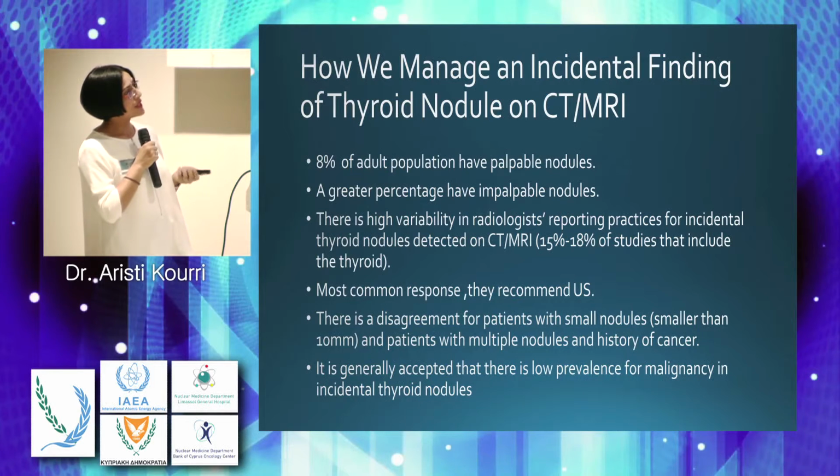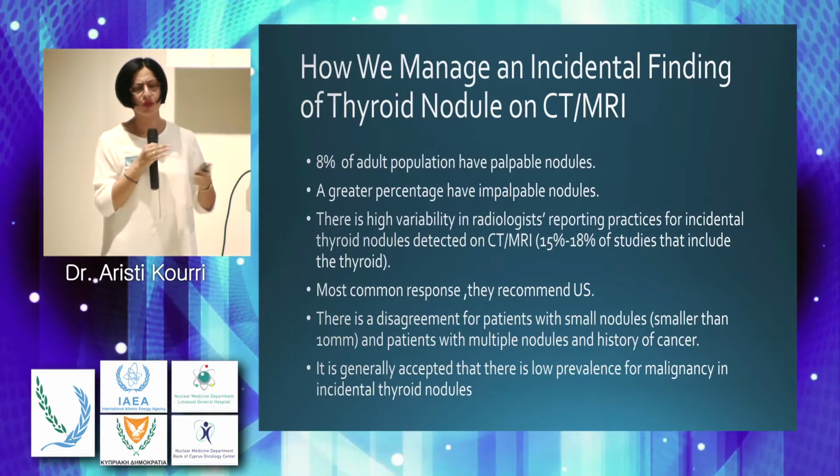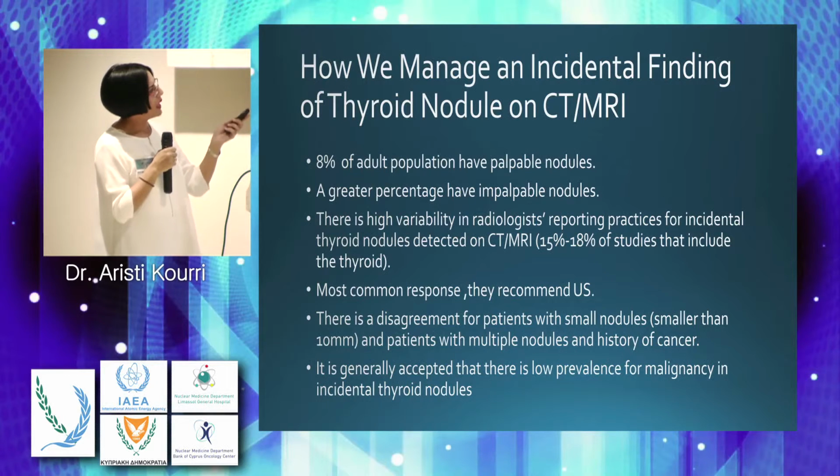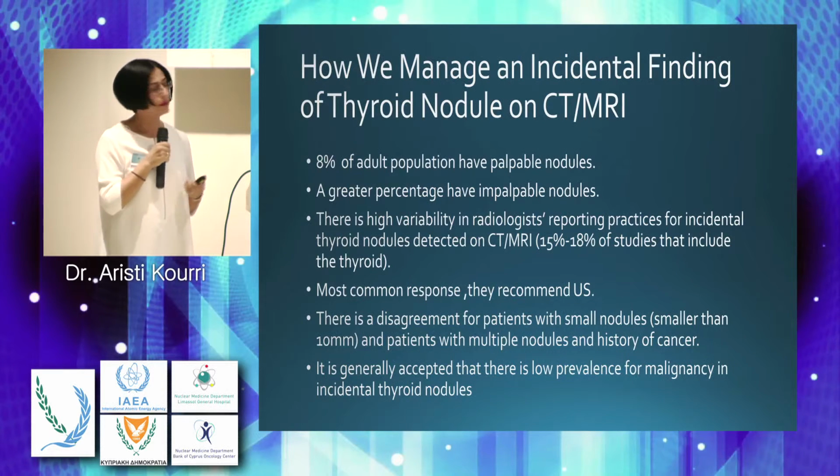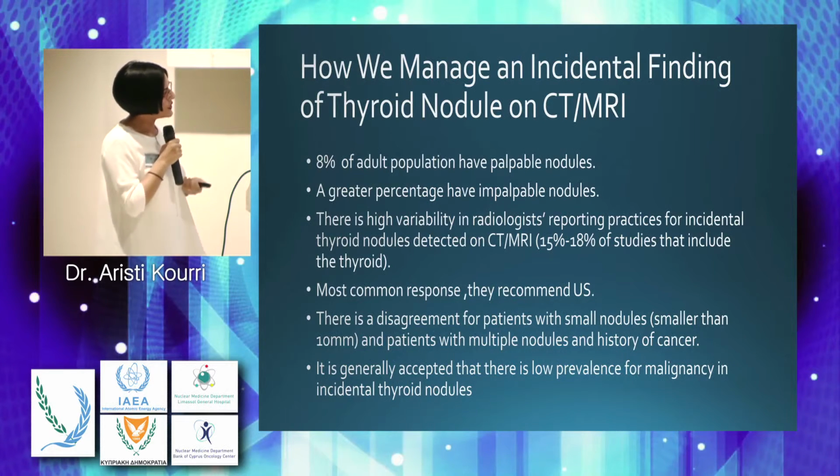Now, how do we manage an incidental finding of a thyroid nodule on CT or MRI? We have a number of patients. We do CT or MRI for other reasons. And we know that 8% of the adult population have palpable nodules. A greater percentage have impalpable nodules. And there is high variability in radiologists' reporting practices for incidental thyroid nodules detected on CT and MRI. 15 to 18% of studies include the thyroid. It's quite a big amount of studies.